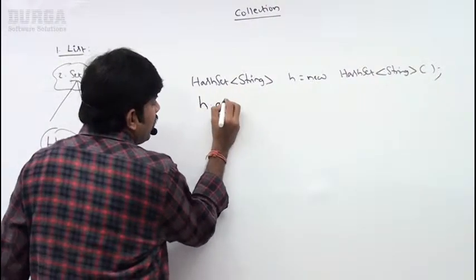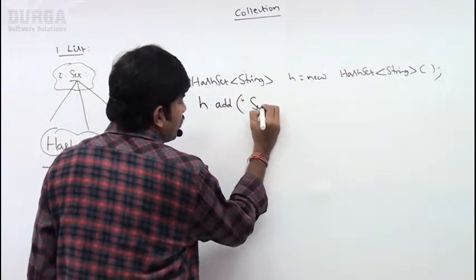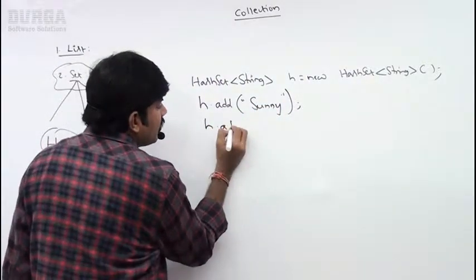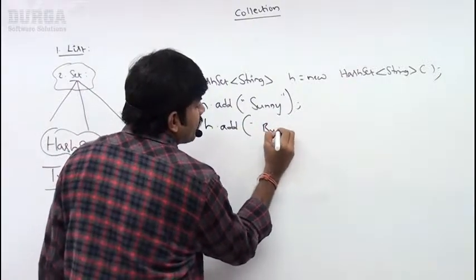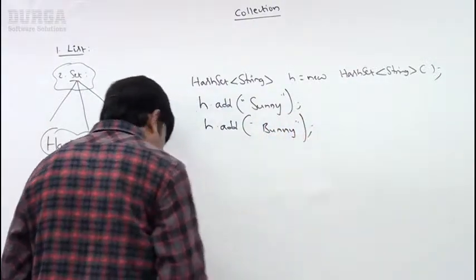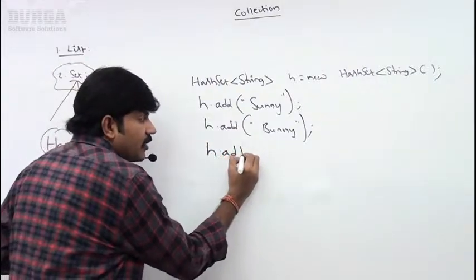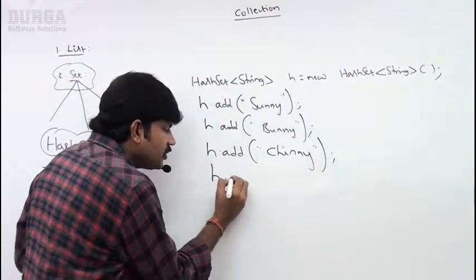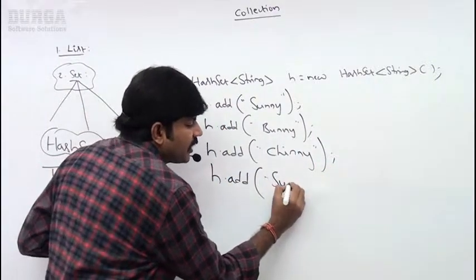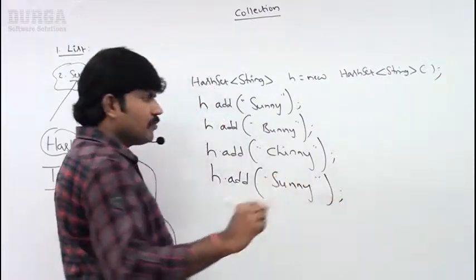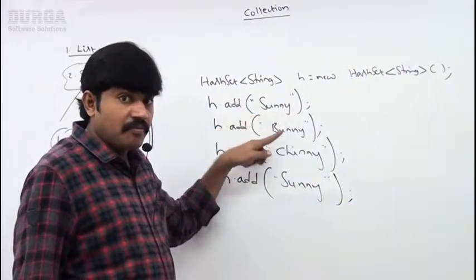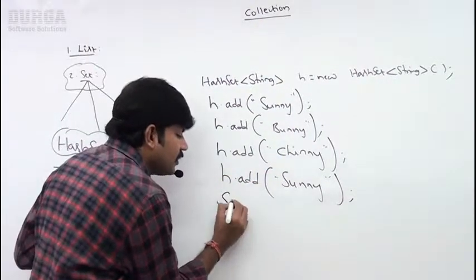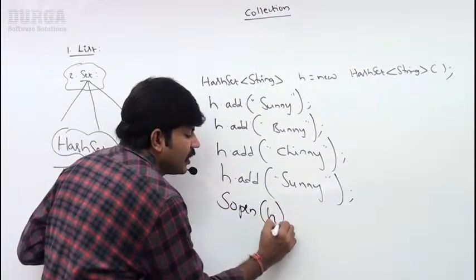Now h.add of Sunny. h.add of Bunny. I'm adding Sunny, Bunny. h.add of Chinny. Next, h.add of Sunny. Like this I'm adding, sir. Have you observed? First one Sunny I added. Bunny, Chinny, Sunny. Like this I added, right? Now let me print System.out.println of h, sir.